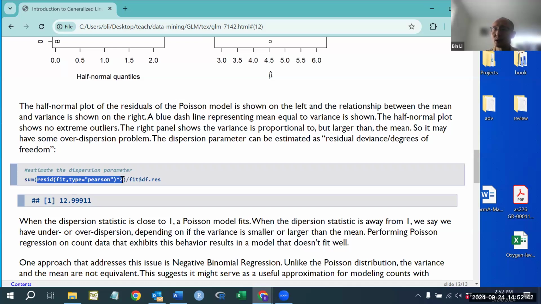There are a few types of residuals. Pearson's residual is one type. To find out the dispersion parameter, we need the sum of squares of the Pearson's residuals over the model degrees of freedom for the residuals. If the ratio is close to 1, that means there is no problem, so the Poisson model assumption holds. But here we see it's about 13. So that means there are some over dispersion problems.